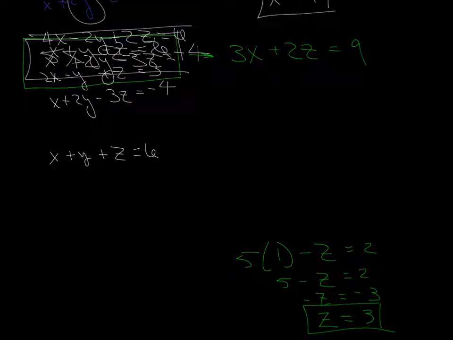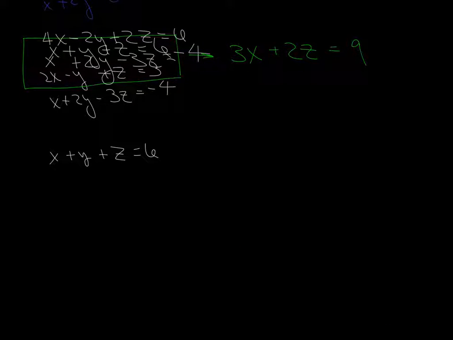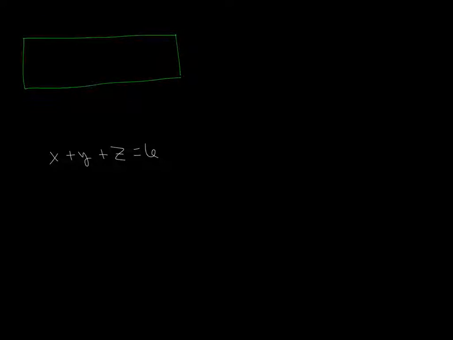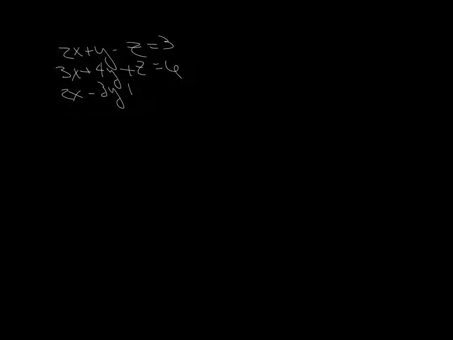Let's see if we can do it in this video without having to start another one. If I can get rid of, oh my goodness, this stuff. Okay, so example 2. 2x plus y, oops, minus z equals 3. And 2x minus 3y plus z equals 1.